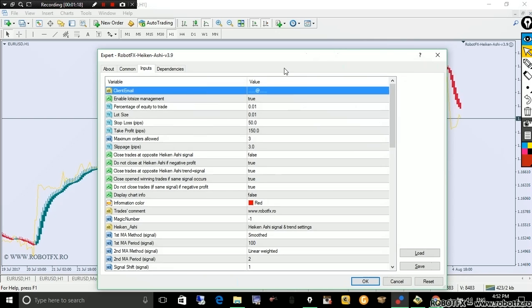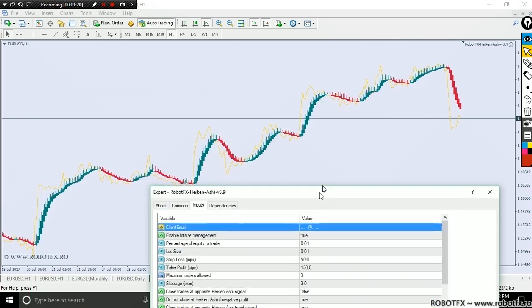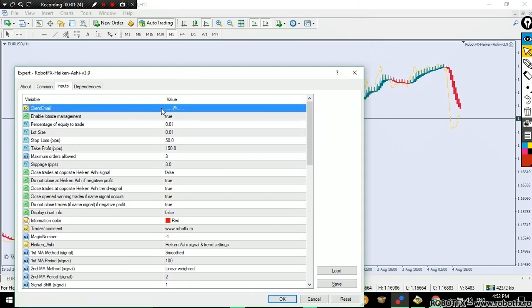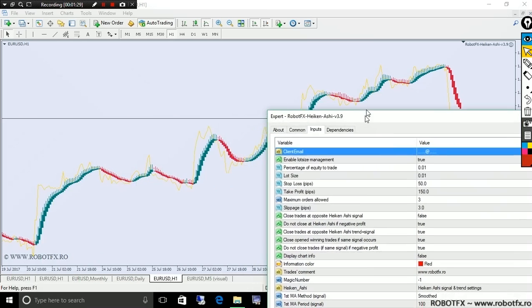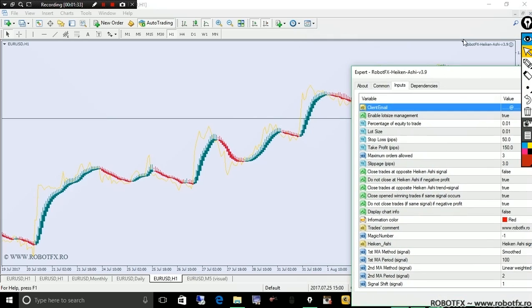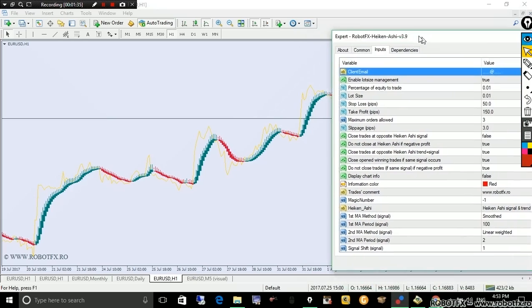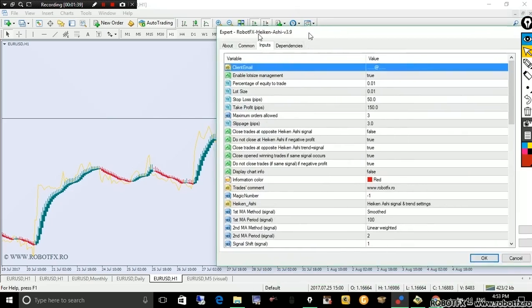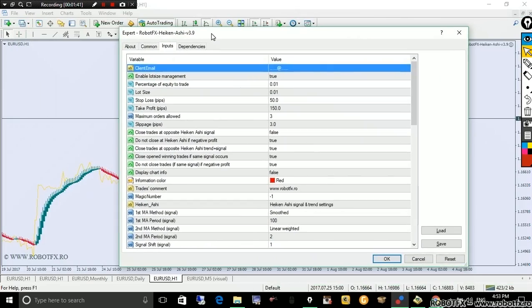Now, first of all, if you bought this Expert Advisor and you are trading on a live account, do make sure that you enter your email here. Otherwise, the Expert Advisor will close your chart. I'll put this right here in the middle.